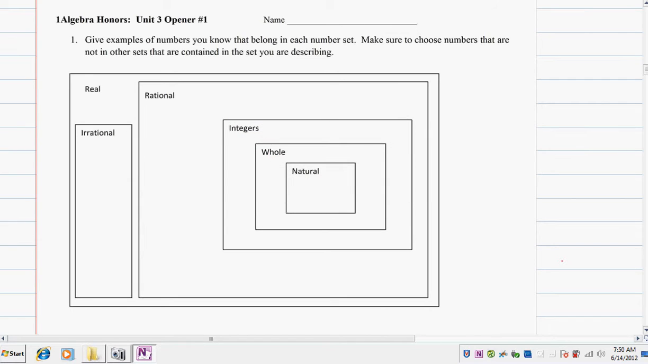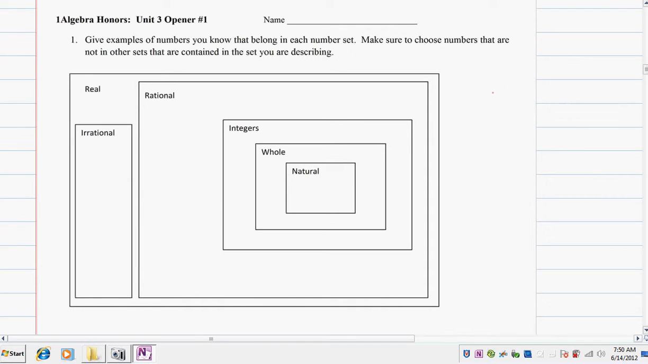Give examples of numbers you know that belong in each number set. Make sure to choose numbers that are not in other sets and that are contained in the sets you're describing. So this describes the types of numbers that we go through.